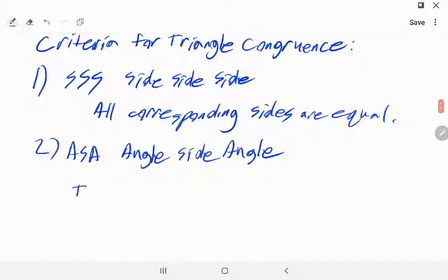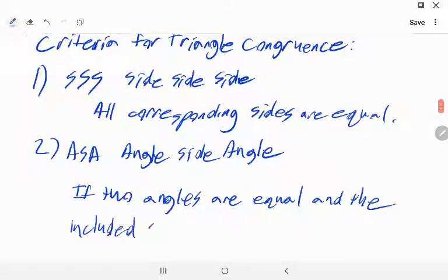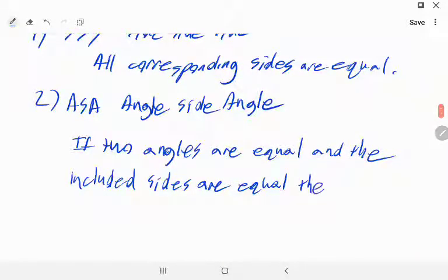If two angles are the same measure, are equal, and the included side are equal, then the triangles are congruent.